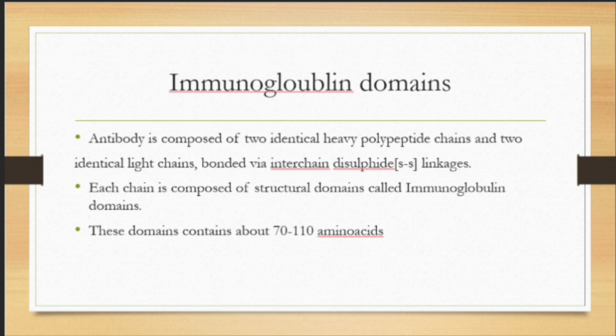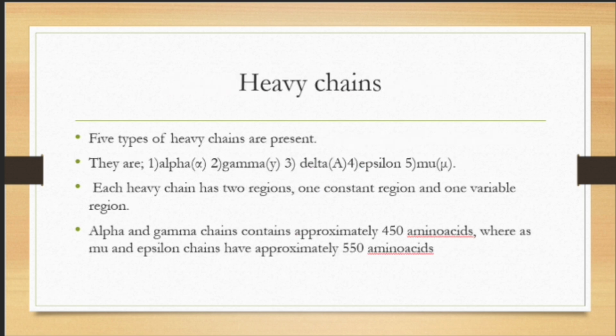Now let me see about immunoglobulin domains. This antibody is composed of two identical heavy polypeptide chains and two identical light chains. These are bound through interchain disulfide linkages. Each chain is composed of structural domains known as immunoglobulin domains. These domains contain 70 to 110 amino acids.